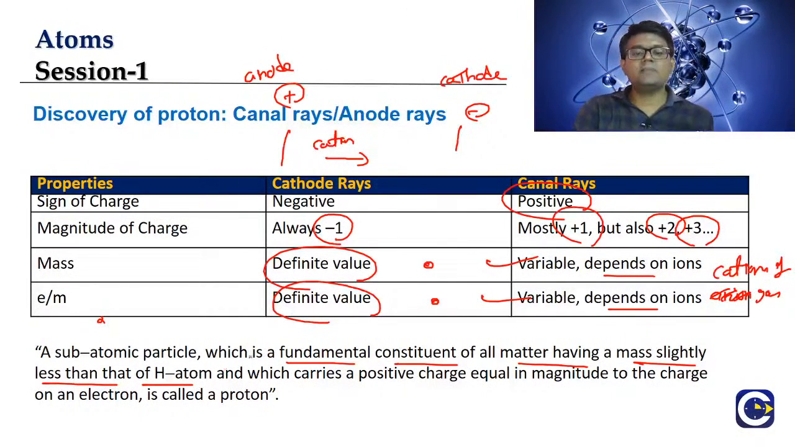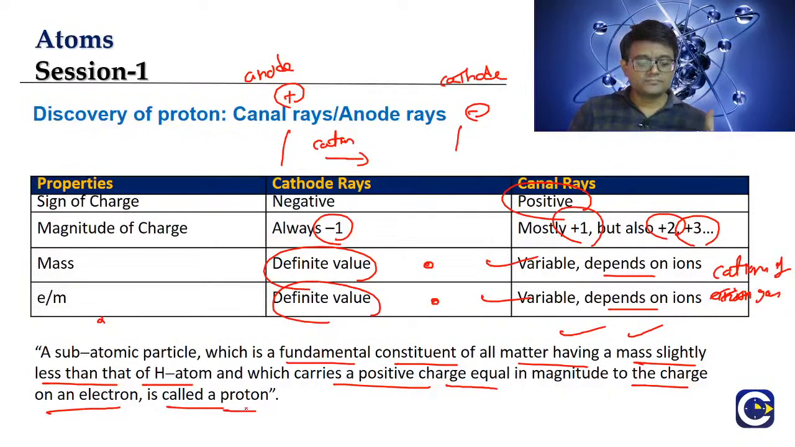So this fundamental particle, which has the same amount of positive charge, magnitude wise equal to the charge of the electron, and mass slightly less than the mass of the hydrogen atom, is called a proton. So this is how the discovery of the proton happened.